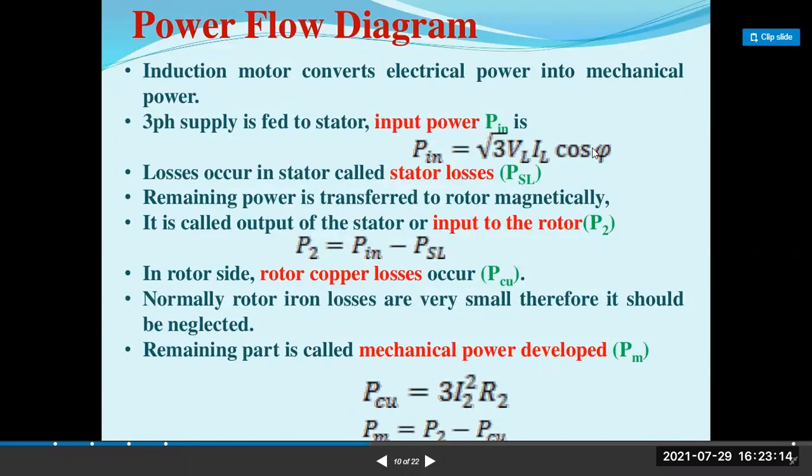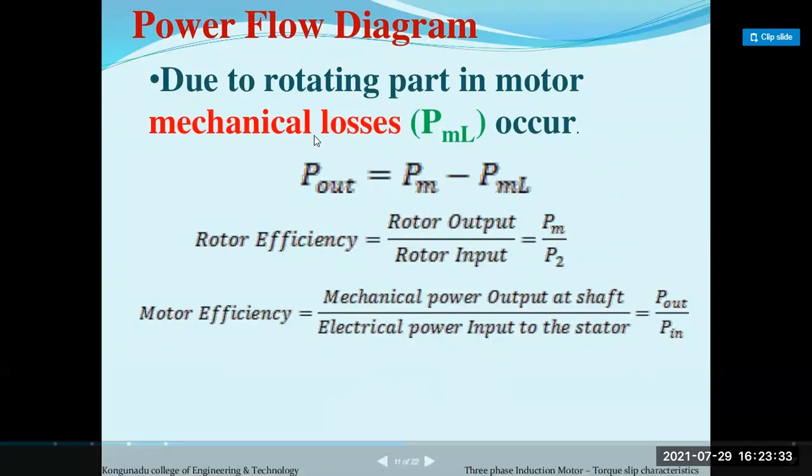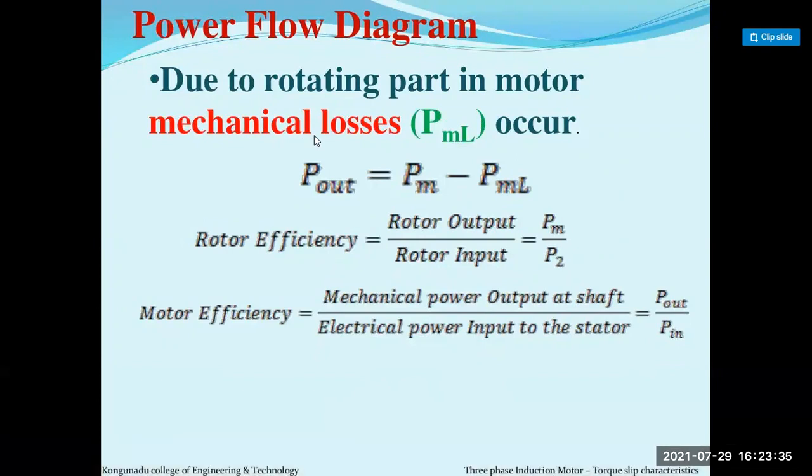In the power flow diagram, how the input is given, then the stator loss, then there is the input to the rotor, then there is the rotor copper loss, then there is the mechanical power developed. The mechanical power developed, less the stray load losses, will give you the total output of the machine. Okay, so I think you don't have any problem.